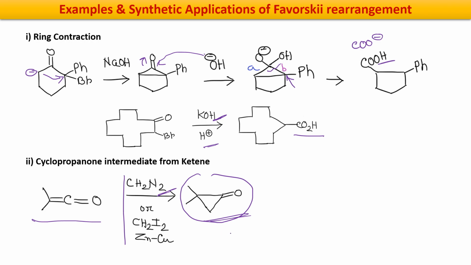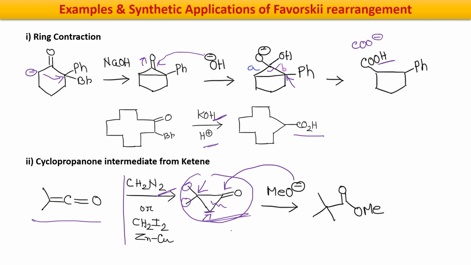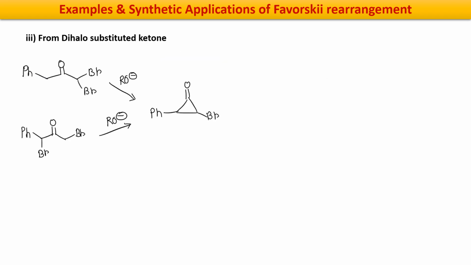And then from the cyclopropanone, as you know, this OMe will be attacking here. Now this bond will be broken because the negative charge will be generated at this carbon which will be more stable, because if the negative charge is generated here, the 2-methyl group will disrupt its stability. Okay, so in this way we are getting this product. We are getting the cyclopropanone intermediate from ketene by some other reaction, and then Favorskii, but there is no alpha-haloketone.